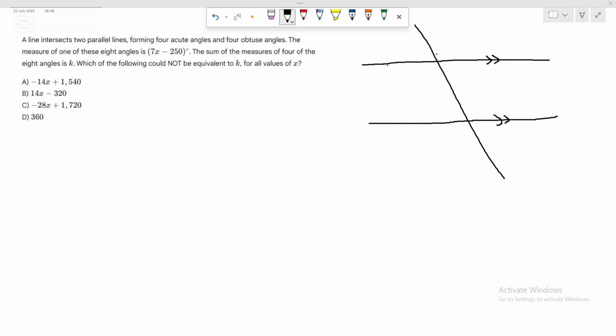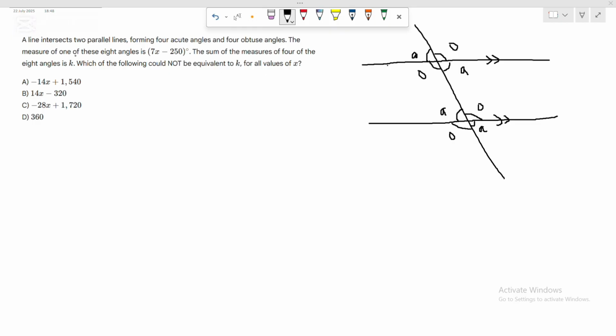As we know, the bigger one is obtuse, and the smaller one is acute, because acute is always less than 90 and obtuse is always greater than 90. So you can write that there. After writing all the obtuse and acute angles here, let's read the question.